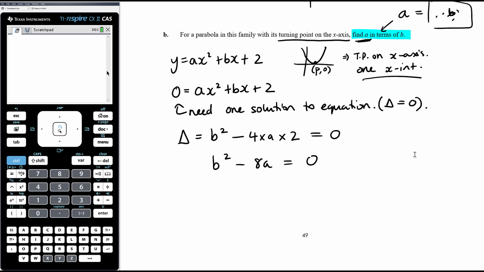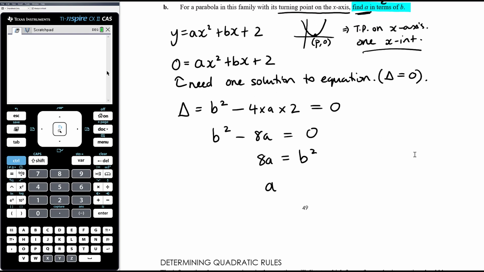Okay, so we're in a position to do that. We want to make a the subject here, so I'm going to add 8a to the other side, but I'm going to write it the other way around, so we're going to have 8a equals b squared, and then to get a on its own, we're going to divide both sides by 8, so b squared divided by 8. So if the parabola has its turning point on the x-axis, i.e. if the parabola has one x-intercept, that will only happen if a is equal to b squared divided by 8.